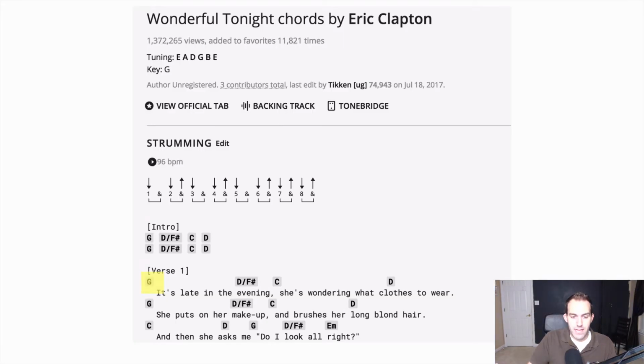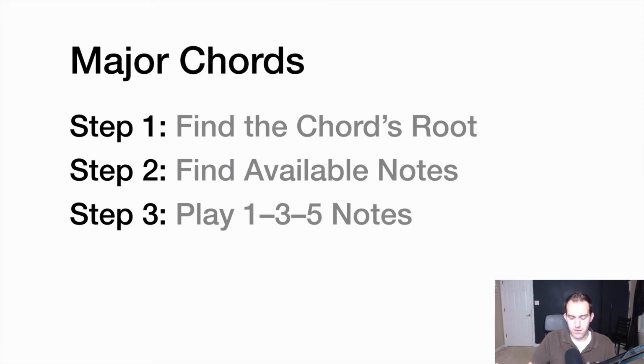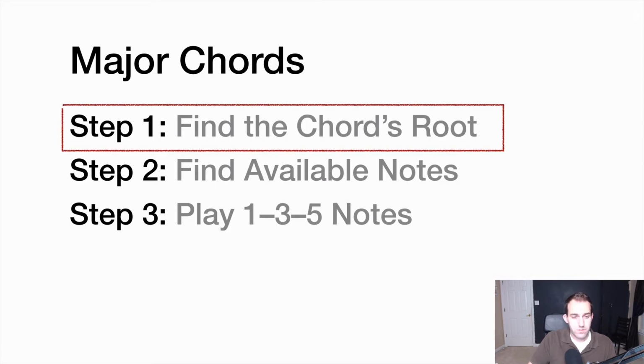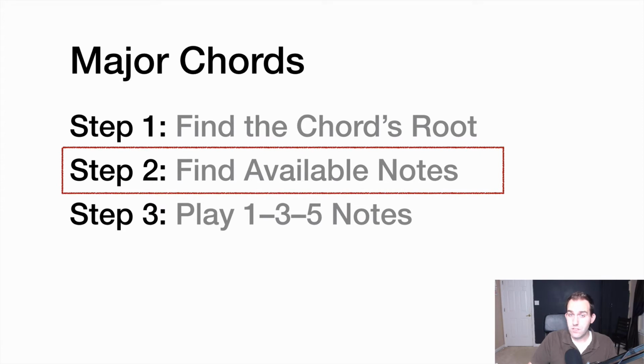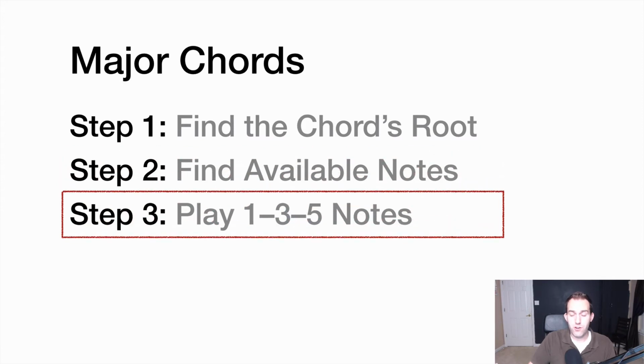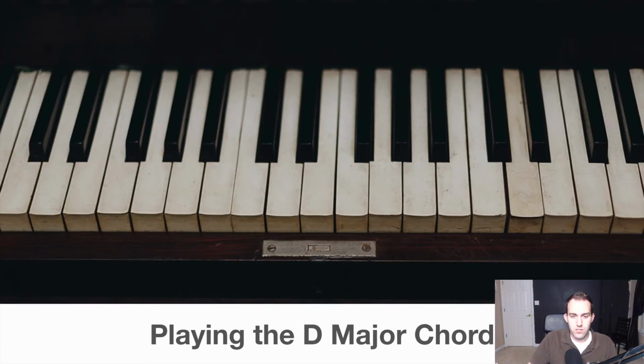Now let's go back and do the D chord. It's the same thing. We're going to find the chord's root. We're going to find the available notes that we can play, and then we're going to play the first, third, and fifth notes. So we're going to find the root. Pretty easy. We know that that's the D note. We're going to do our whole, whole. Now look, this is a little trickier. I mean, it's not really trickier. It's just something to pay attention to.